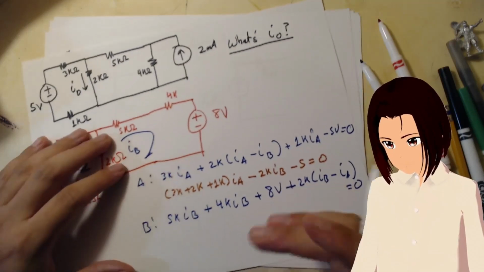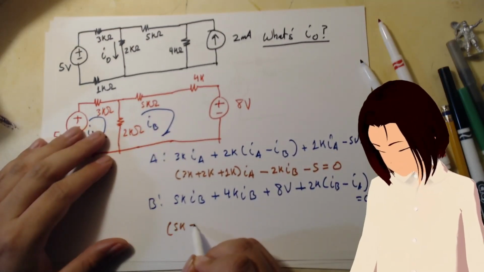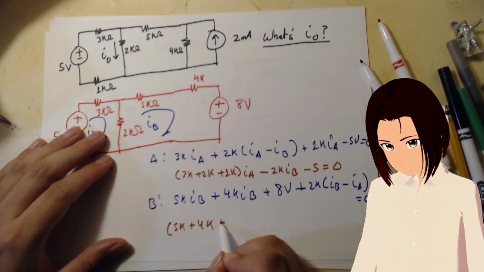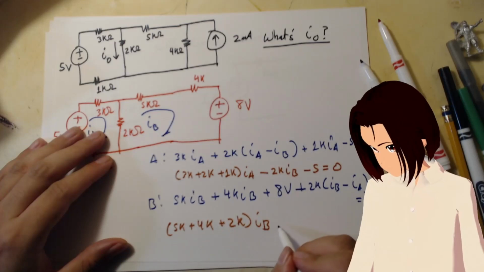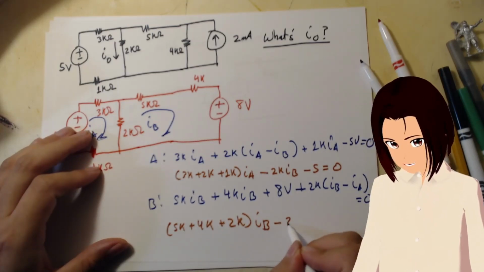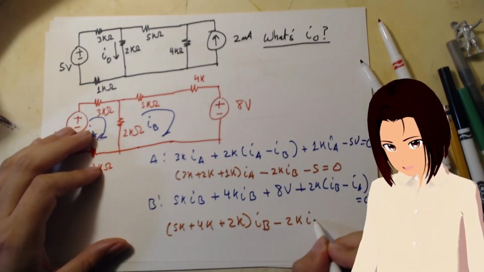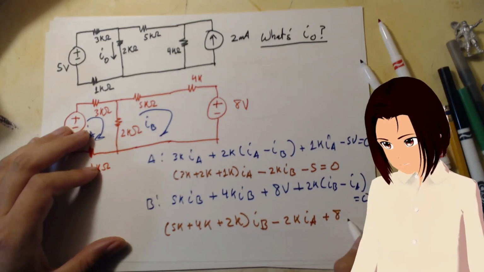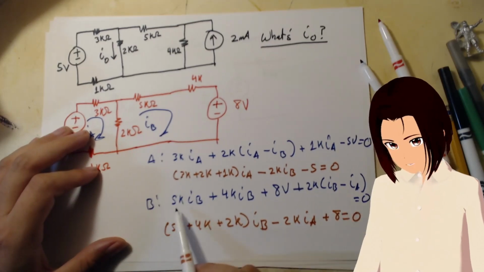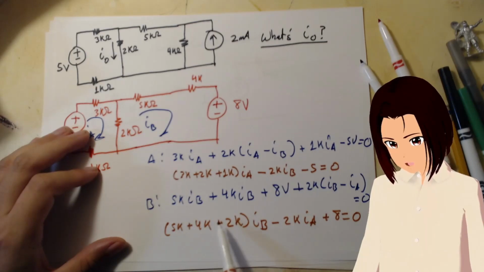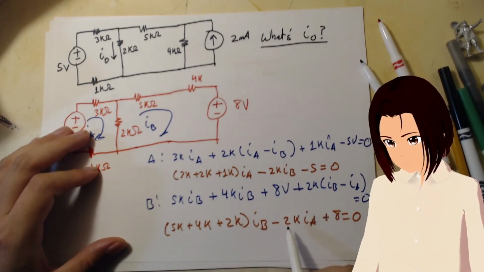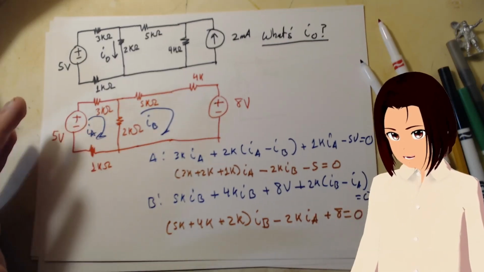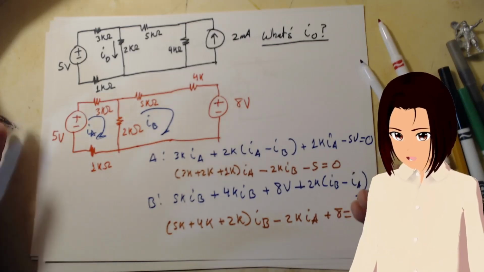For B, we do the same thing: 5K plus 4K plus 2K times IB, minus 2K IA, plus 8 equals 0. See that the 5s agree, the 4s agree, the 2s agree, and the minus 2K IA agrees. So these are two equations and two unknowns.